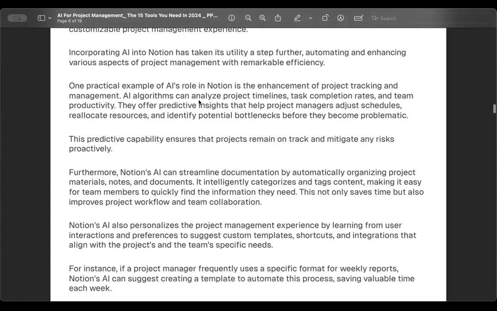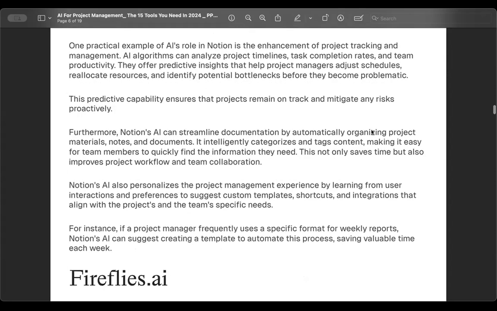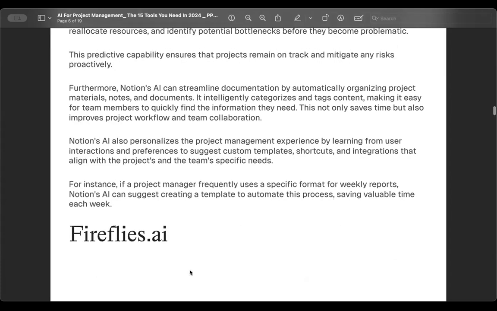One practical example of AI's role in Notion is the enhancement of project tracking and management. These AI algorithms can analyze project timelines, task completion rates, and also team productivity. They offer predictive insights that help project managers adjust schedules, reallocate resources, and identify potential bottlenecks before they become problematic as well. And then we have Fireflies.ai.